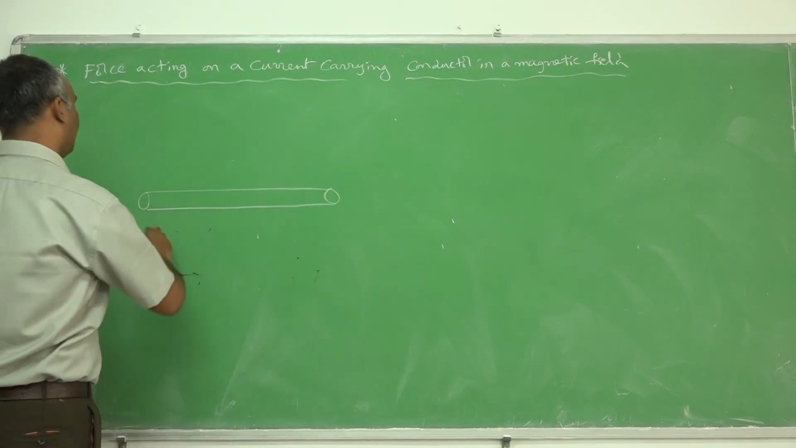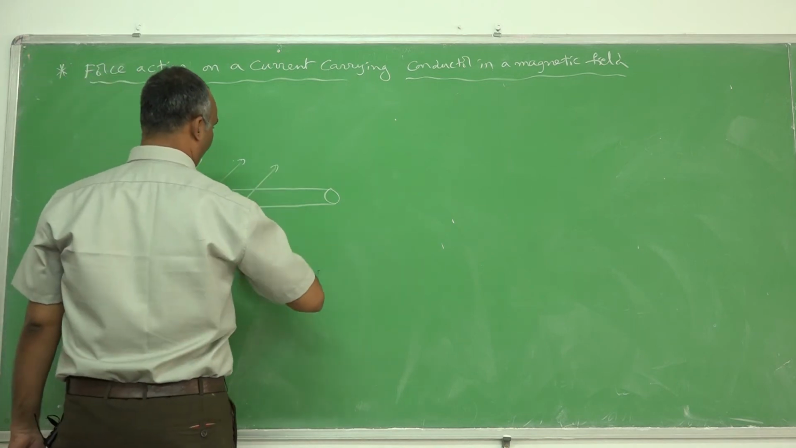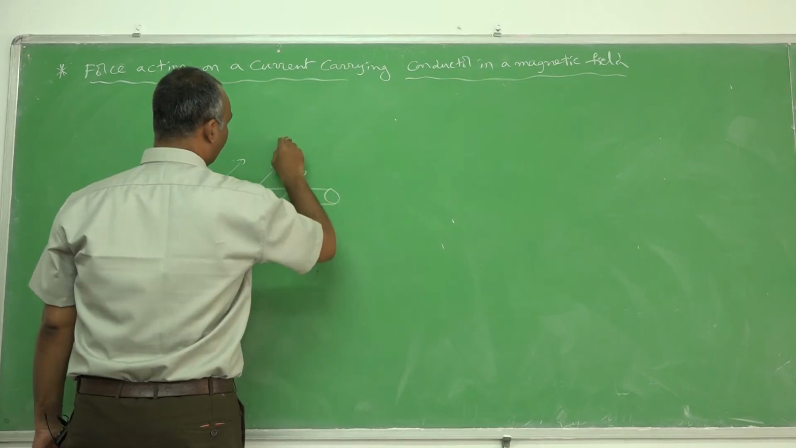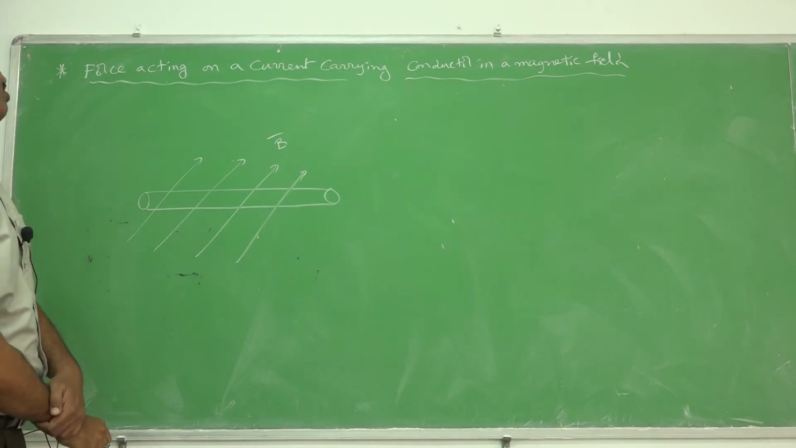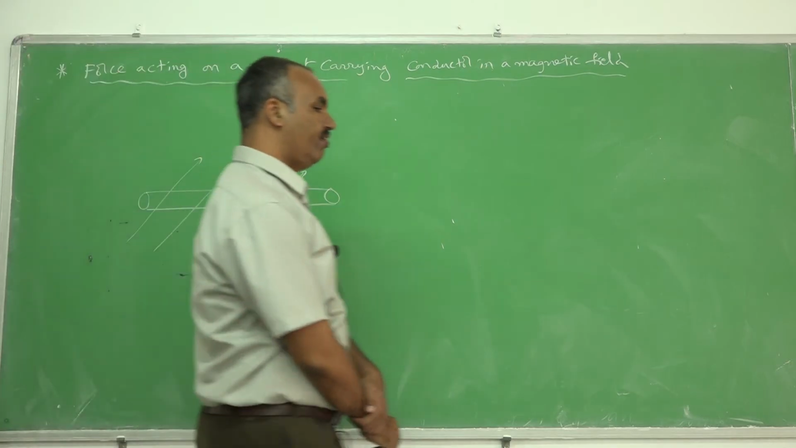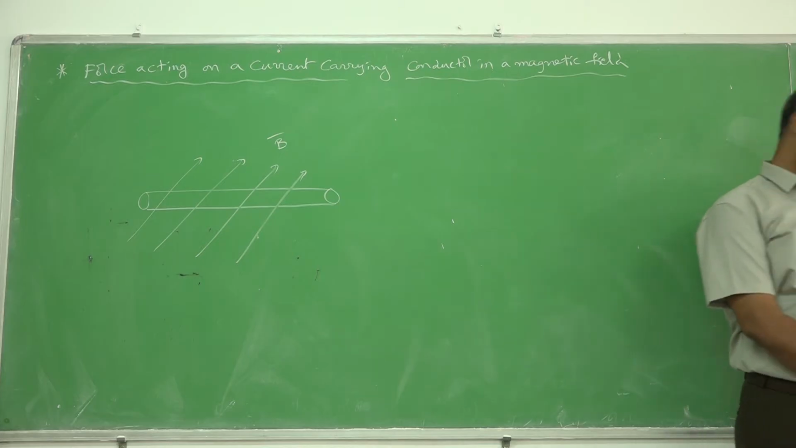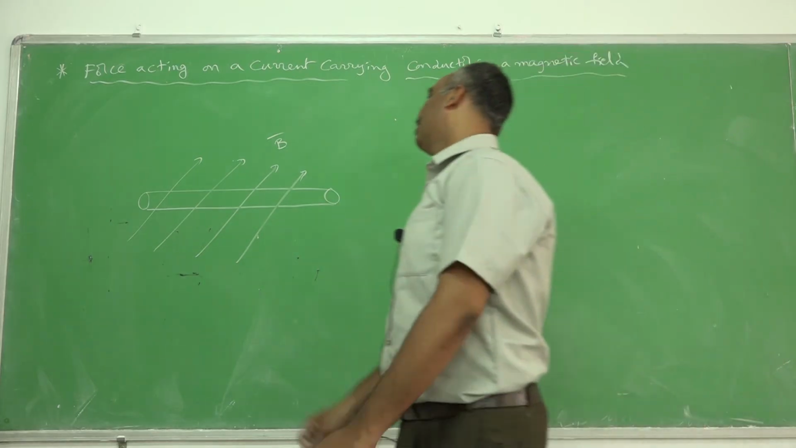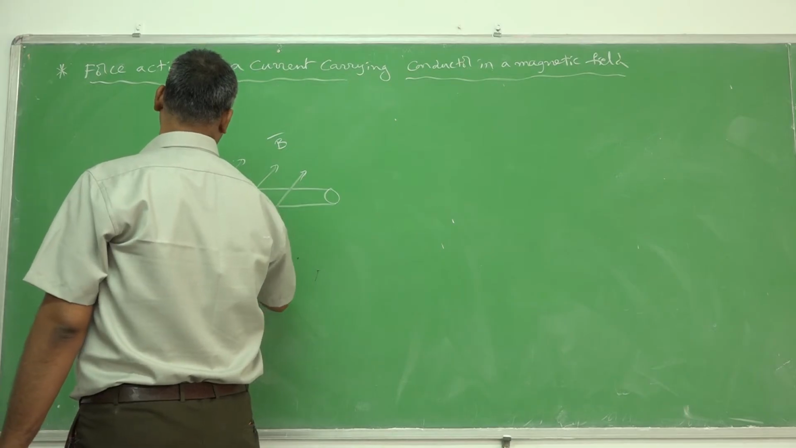Okay. Here is a conductor. This conductor is kept in a magnetic field. As the lines of force are parallel to each other, this magnetic field is a uniform magnetic field. In this magnetic field, the conductor is carrying a current in this direction. The current passing through the conductor is I.